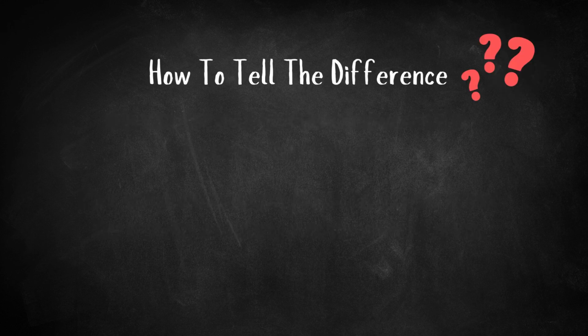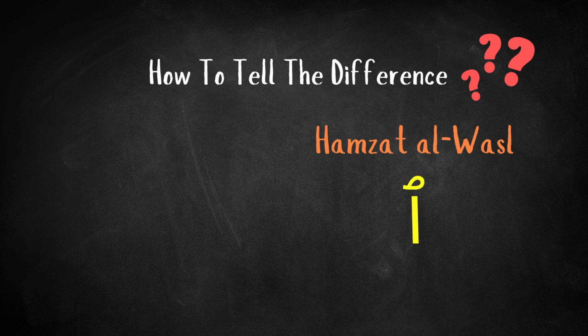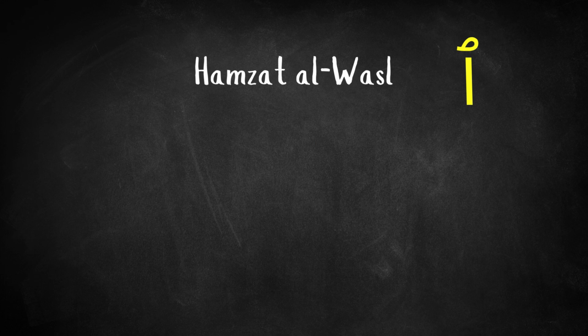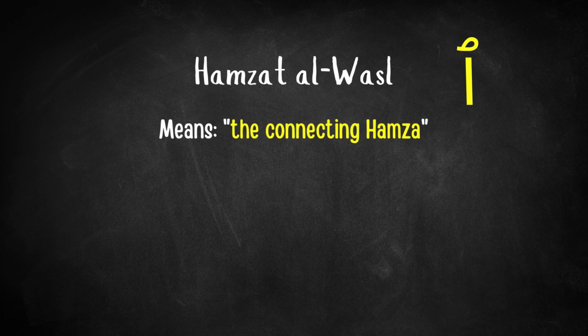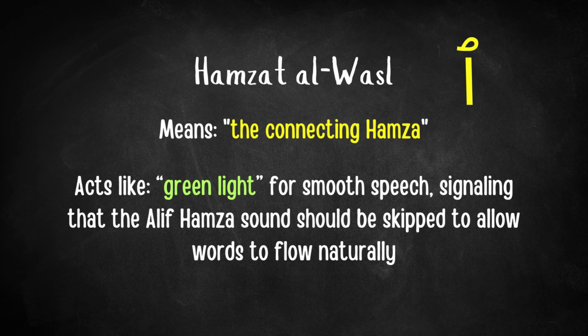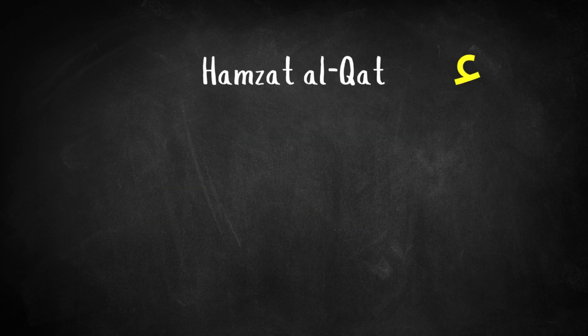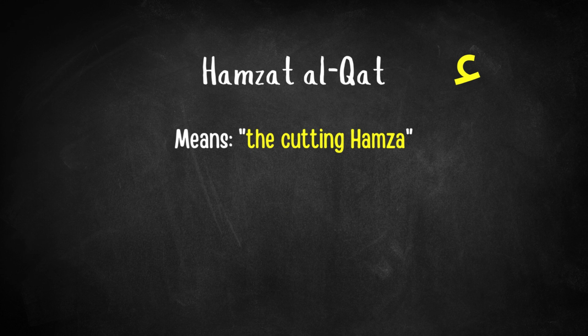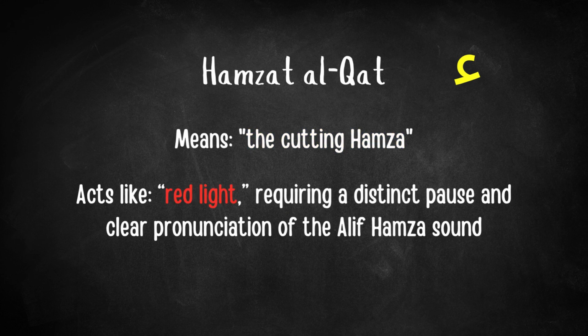Now let's learn how to tell the difference between Hamzat al-Wasl and Hamzat al-Qat'. Hamzat al-Wasl means the connecting hamza. It acts like a green light for smooth speech, signaling that the alif hamza sound should be skipped to allow words to flow naturally. On the other hand, Hamzat al-Qat' means the cutting hamza. It acts like a red light, requiring a distinct pause and clear pronunciation of the alif hamza sound.